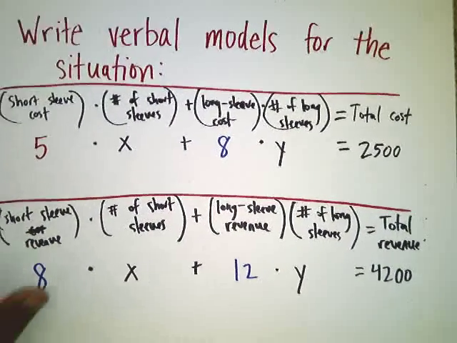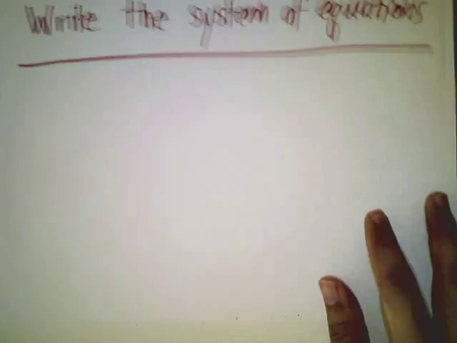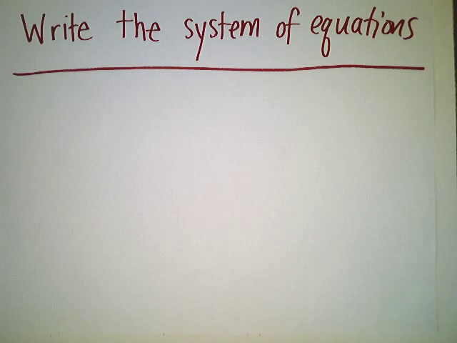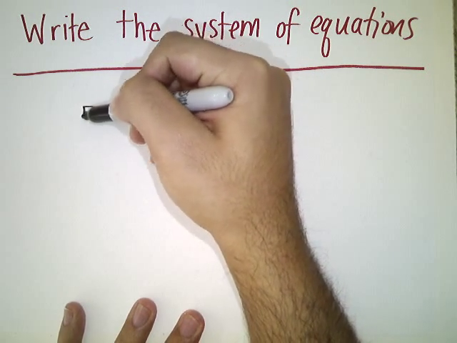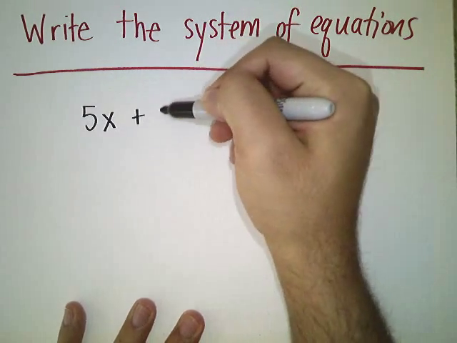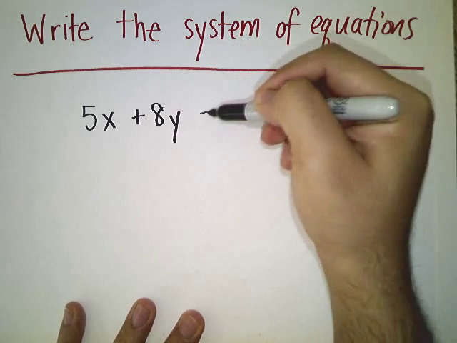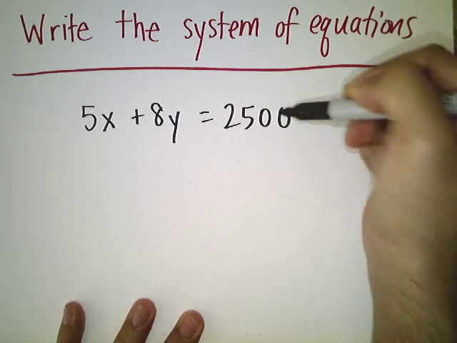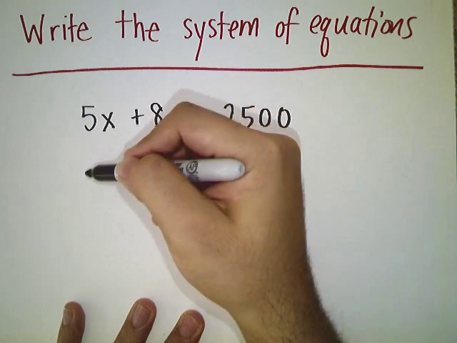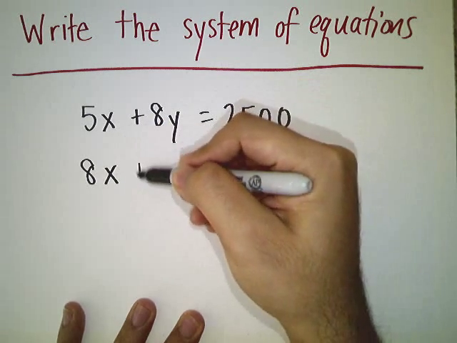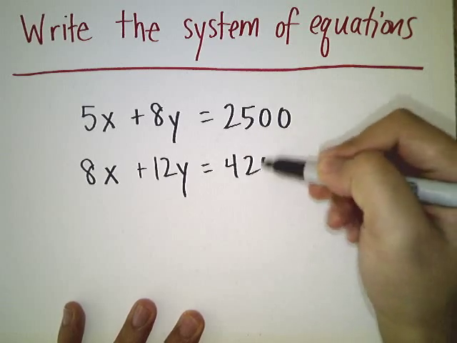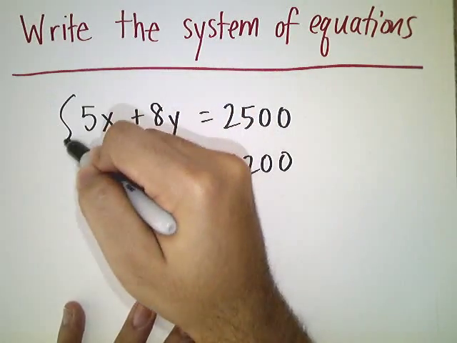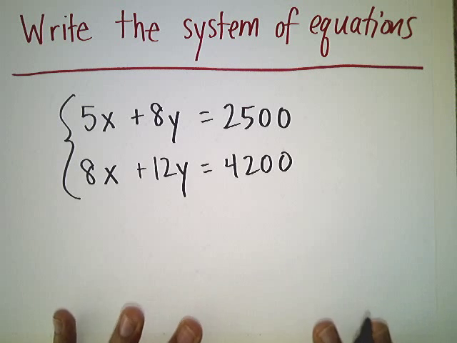Okay, so as a last step before we solve, let's actually write that whole system of equations, just one more time, nice and neat. 5x plus 8y equals 2,500, and 8x plus 12y equals 4,200. That's the system we're going to solve.